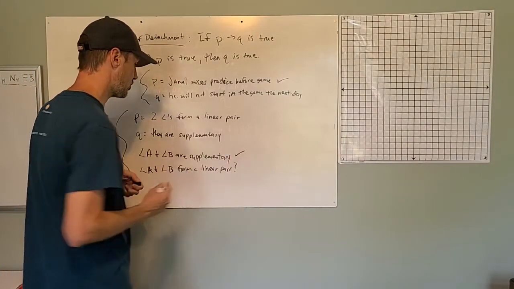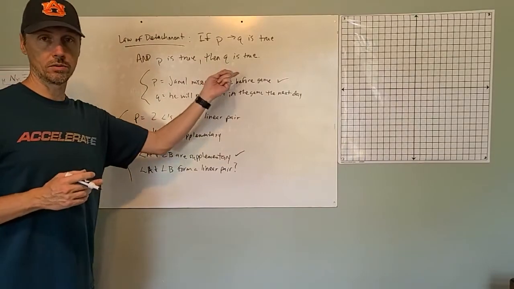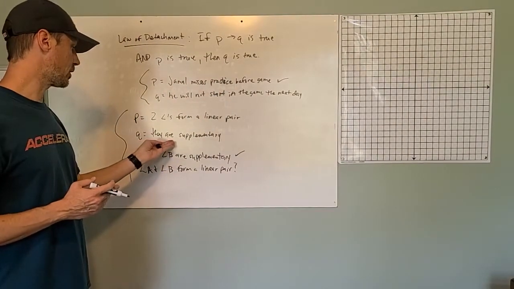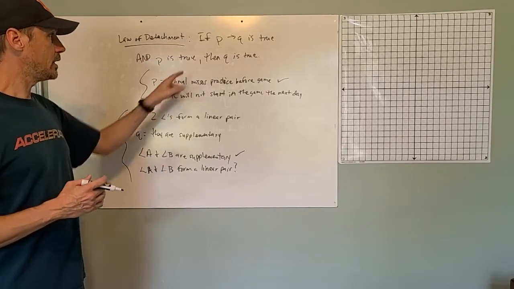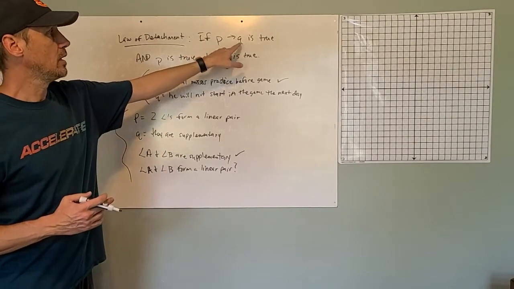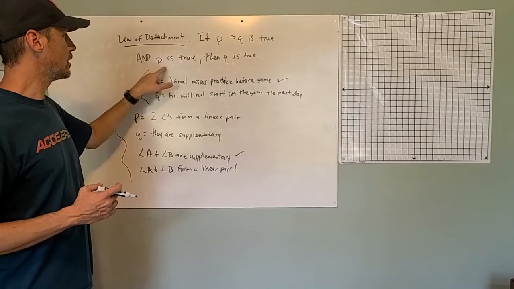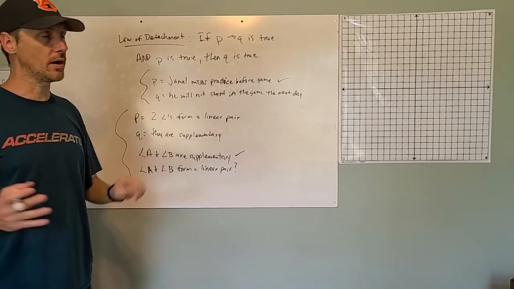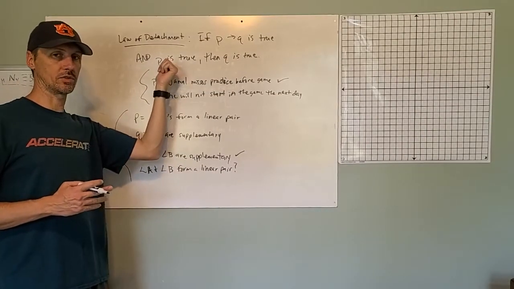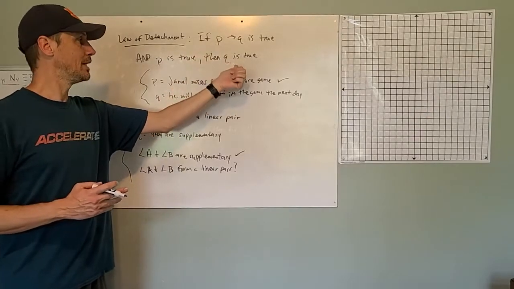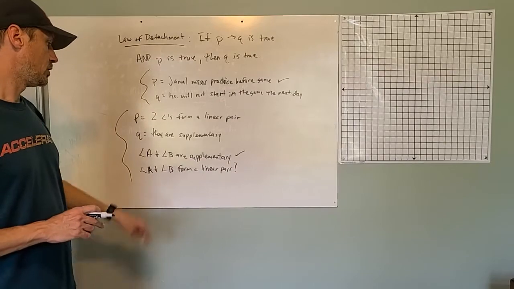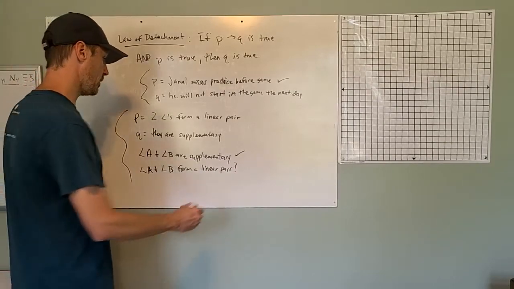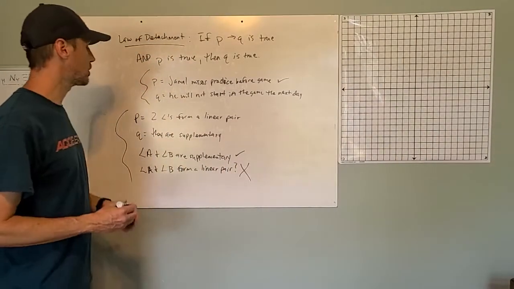What did they tell us was true? They told us that Q was true. The conclusion part of our conditional statement was true. They are supplementary. This thing does not say if P implies Q is true, and if Q is true, then P is true. That's not how it reads. The hypothesis has to be true along with the conditional statement. Then we can say that the conclusion is true. They gave us the reverse here. So we cannot say that this is true right here based on the law of detachment.